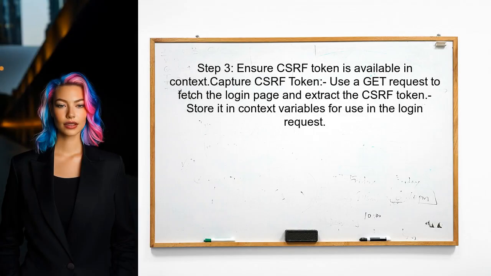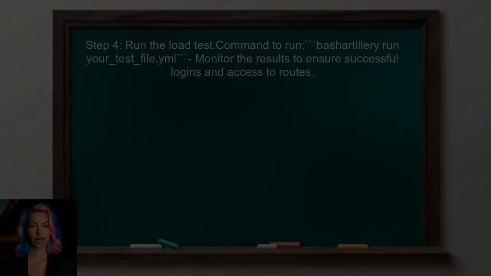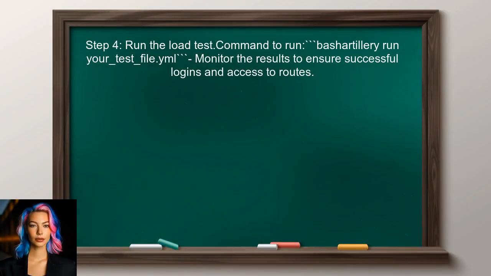After updating the function, the user should ensure that the CSRF token is available in the context. This can be done by capturing it from the login response or setting it as a variable in the scenario. Finally, the user can run the load test to verify that the login process works correctly and that they can access the logged-in routes. This will help ensure that the application can handle the expected load.